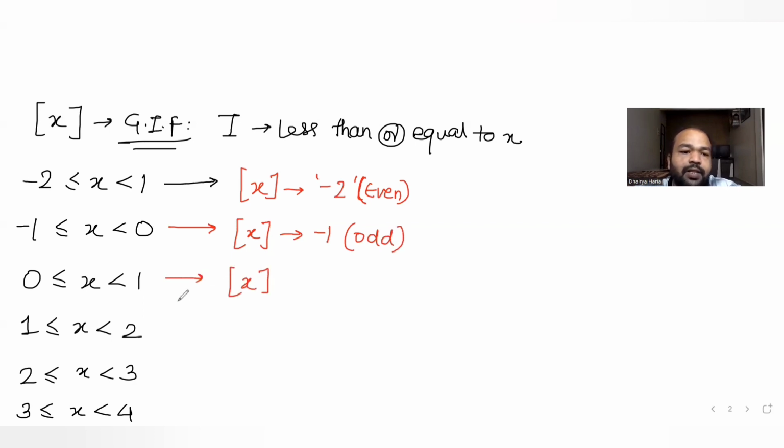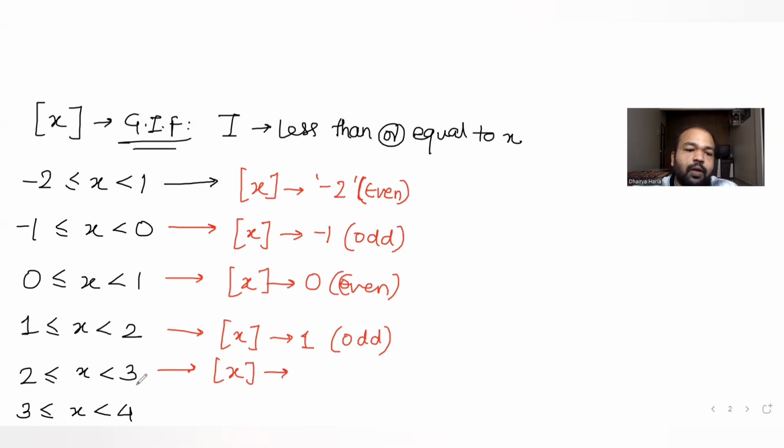So the greatest integer function is -1, which is odd. Here I understand x inside the square bracket turns out 0. Again, even. Here I understand x inside the square bracket turns out 1, because it's going from the integer value of 1 to a value less than 2. So the integer value which is there is 1. Here you are going from x inside the square bracket being 2, so you again get an even answer. Here you get that the greatest integer function is 3.